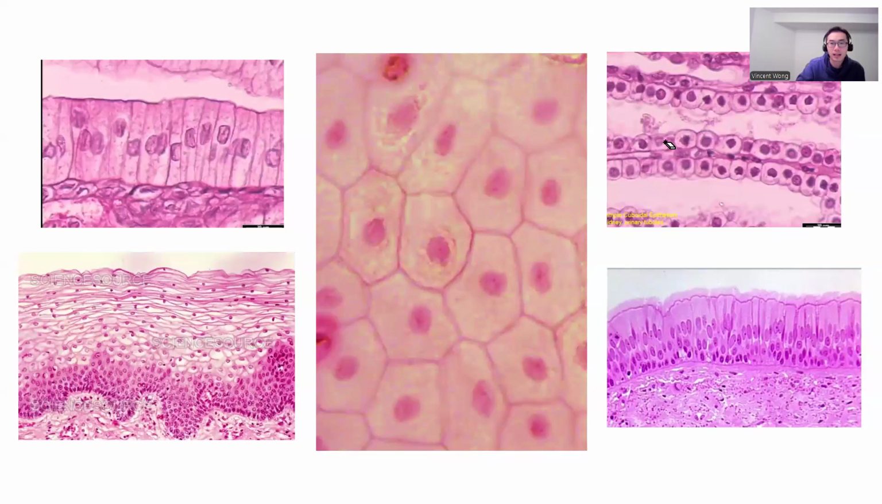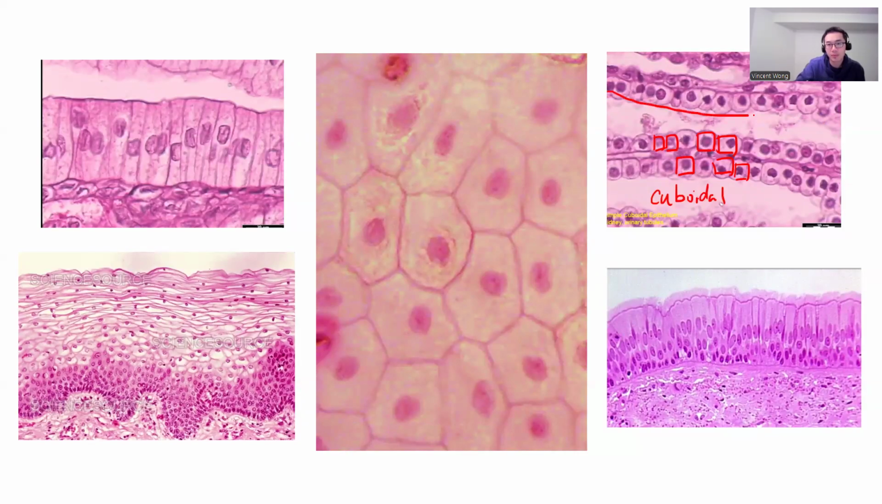Okay, this is looking at it from the side. You can see that they are kind of square in shape. So these are actually cuboidal, great for absorption and secretion. Cuboidal. And you can see this is actually the duct.